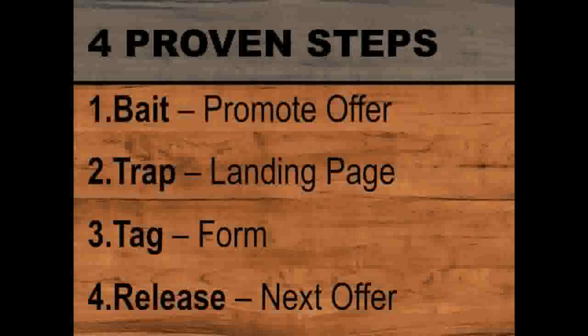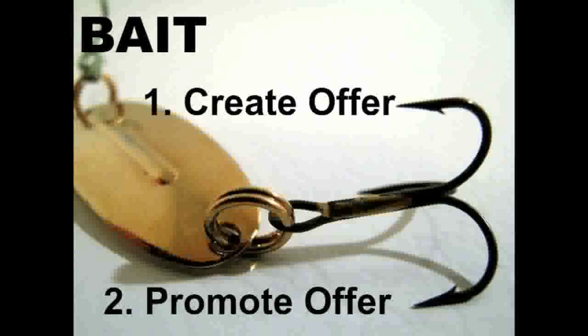so that you continue to generate new leads. So let's break down each of these 4 steps and look at what that means exactly, and how you can implement that for your organization. So bait has 2 parts. You're going to create an offer and you're going to promote that offer. You have to have something irresistible and compelling, and then you have to make sure people know about it. So how do you create an offer? How do you figure out what people are going to want?